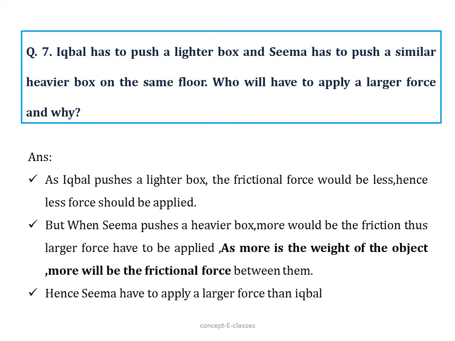We know that when a heavy object is placed on a surface, the interlocking between the object and the floor becomes strong. Hence the friction would be more, and we have to apply a larger force in order to overcome the friction. Hence, Seema has to apply a larger force than Iqbal.